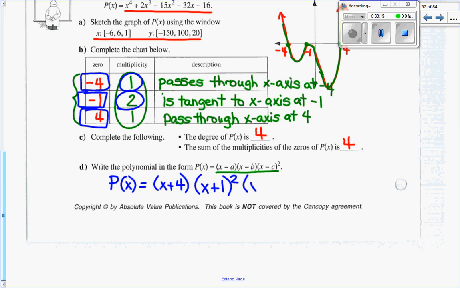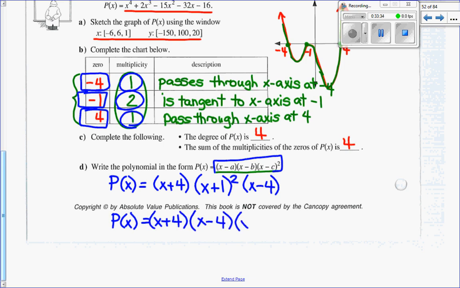And then we're going to do this one. This one is x minus 4. And how many times is it being used? Just once. Now, we don't have this quite in the form they've asked us to put the squared one at the end, so we just need to rewrite it, rearranging it so that we have x plus 4, then x minus 4, and then our x plus 1 squared, which is the repeated factor, the point of tangent, where it bounces off at the very end. Okay, so this would be our final answer.